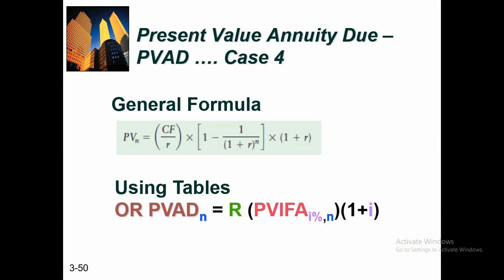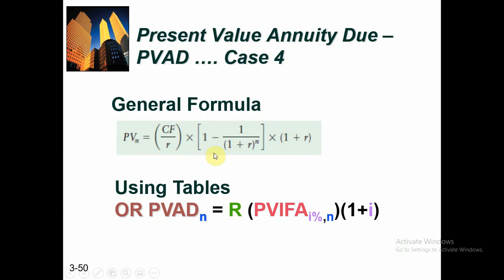So in this lecture, we will learn how we can find the present value of an annuity due. So the general formula to calculate the present value of annuity due is PV = CF divided by r, multiplied by 1 minus 1 divided by (1 plus r), multiplied by (1 plus r).